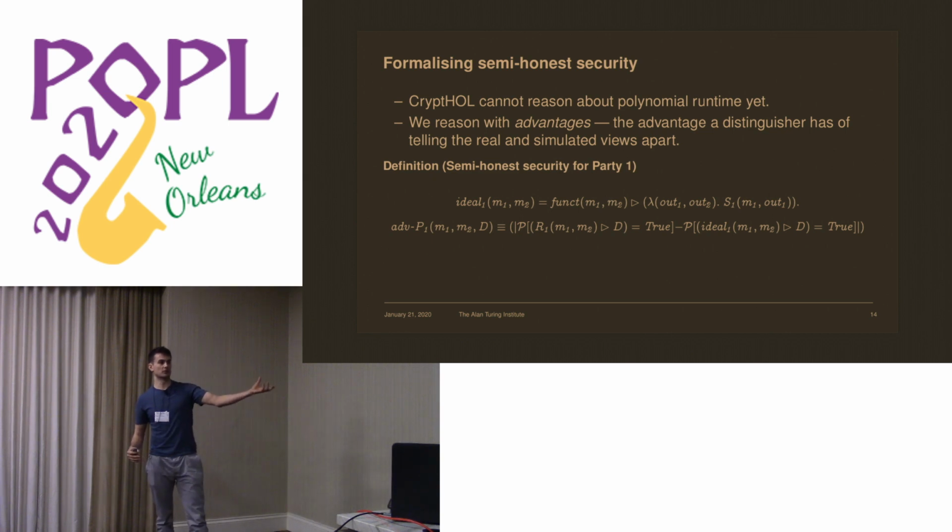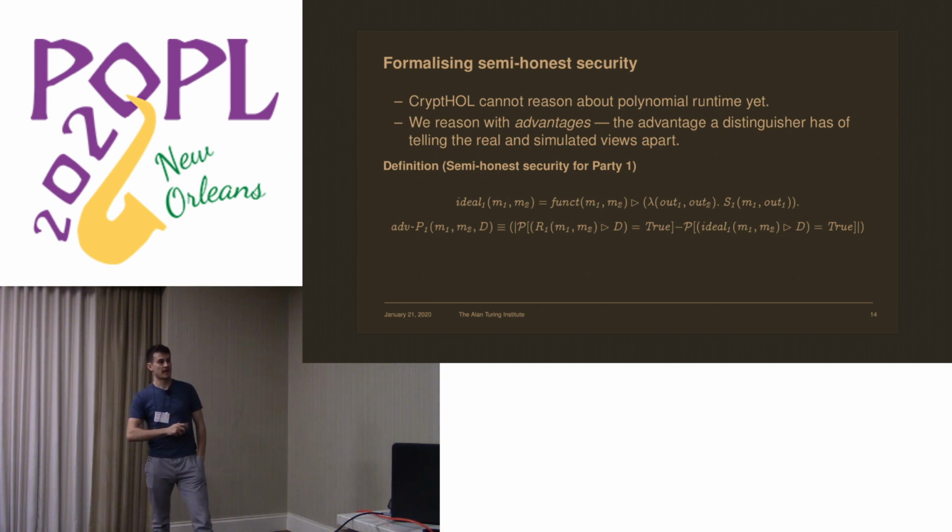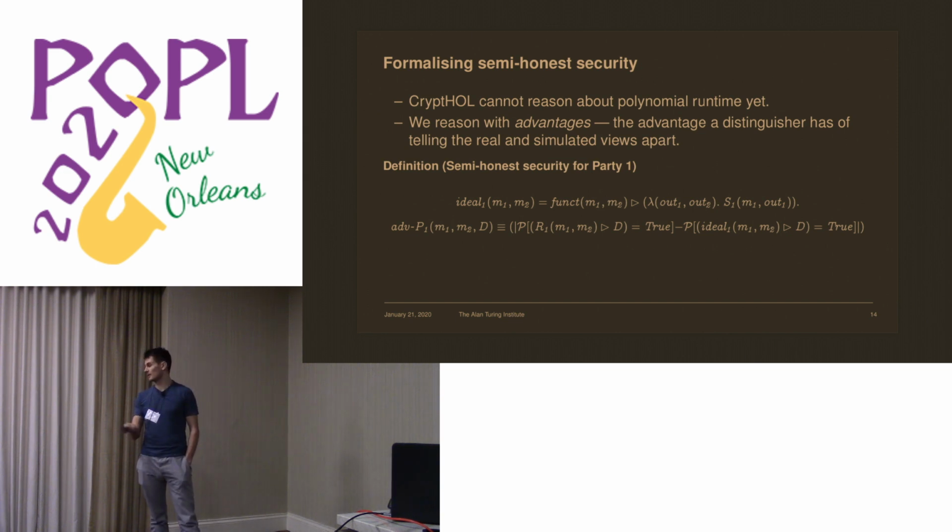So this real world we've already defined, we've already fixed what this is. This ideal world, if you remember I said about this other input the simulator is allowed to take. So we define this on this first line here. And the simulator, if we read from right to left and work our way backwards, takes in this first message, the message of the party it's allowed to see, and the output of that party. But we need to sample that output from the functionality. So we use this binding operator, so we sample from the functionality and give it to the simulator. So this is how we define the ideal world.